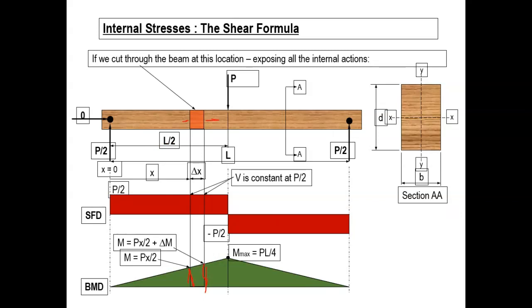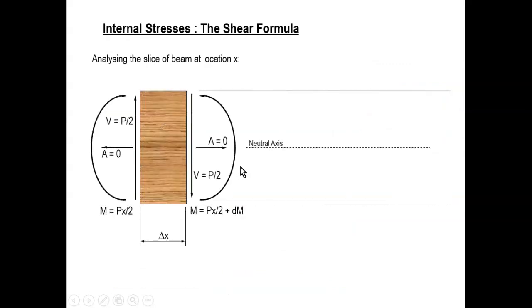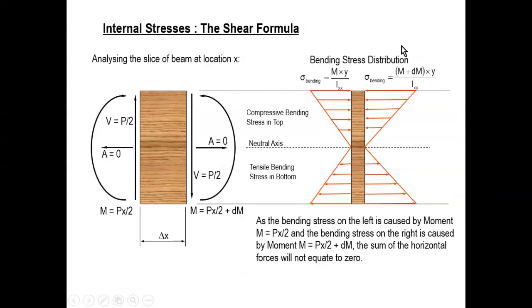They are maximum at the top, minimum at the bottom, 0 at the neutral axis. So you end up with two different distributions at the right and left. So the distributions are like so. That is my coupon. On the left hand side, I have the normal stress due to the M. On the right hand side, I have this due to the M plus dM, because M has changed between left and right.